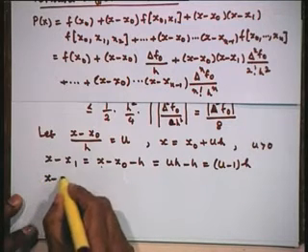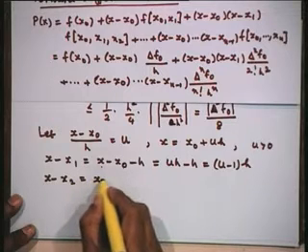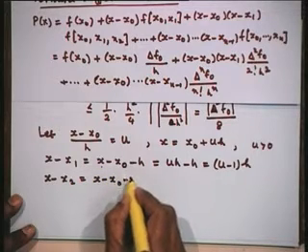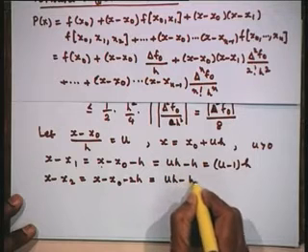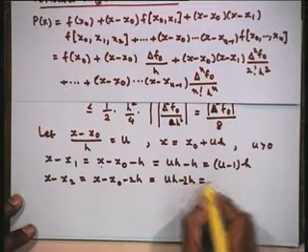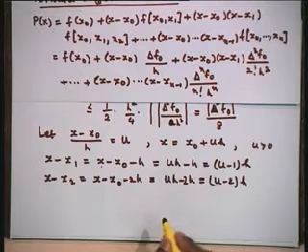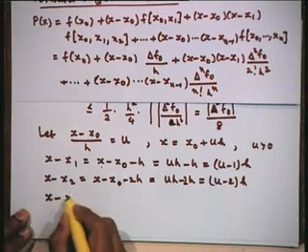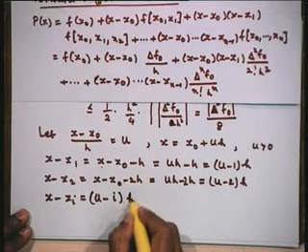Similarly, x minus x 2 is x minus x naught minus 2 h. So, this is equal to u h minus 2 h, that is u minus 2 of h. Therefore, in general x minus x i is equal to u minus i into h.